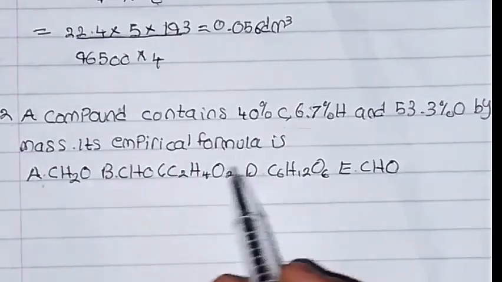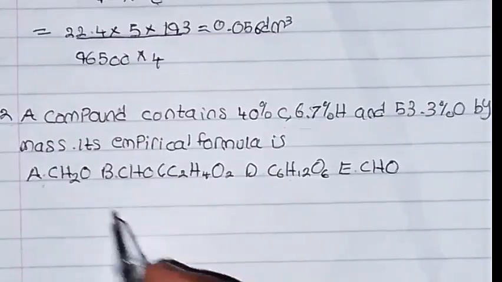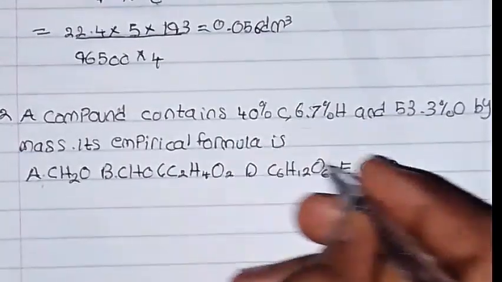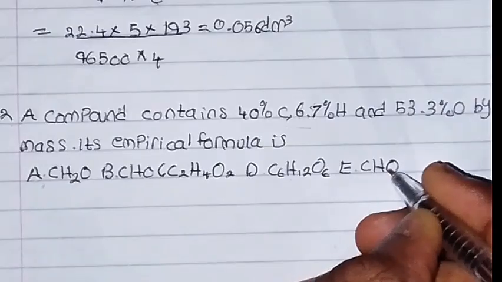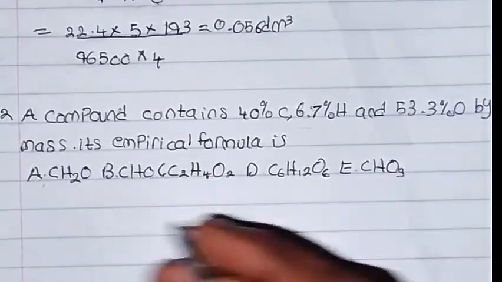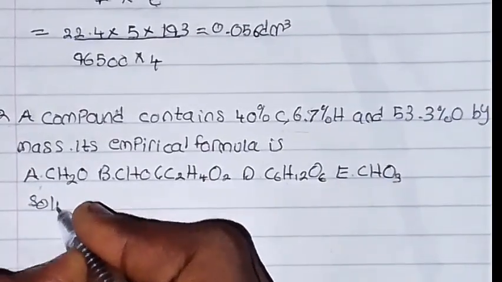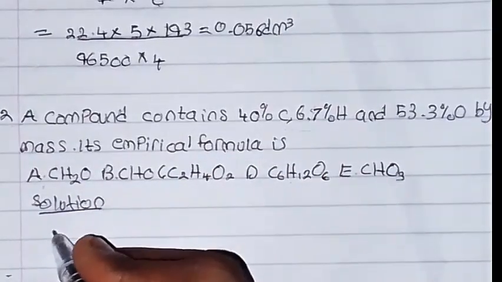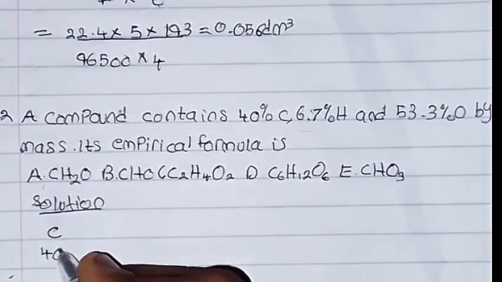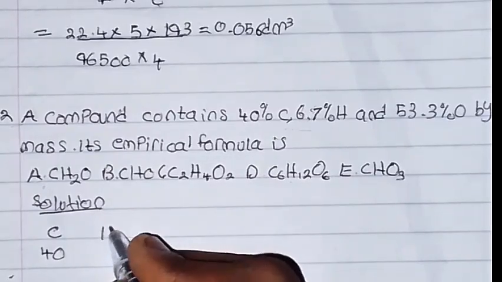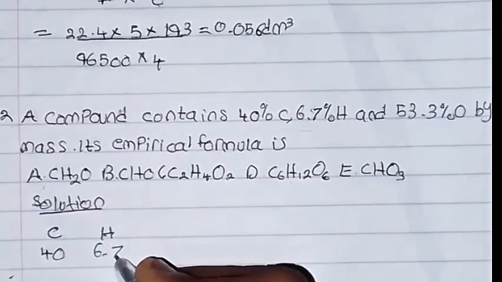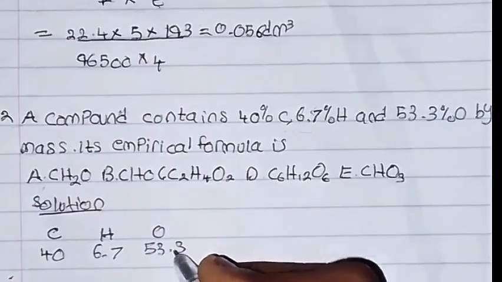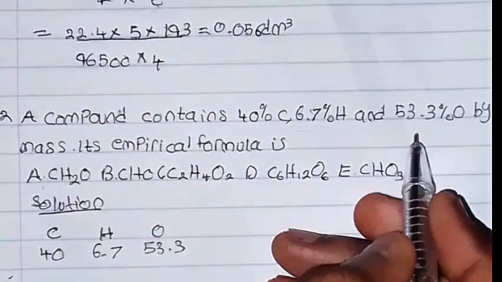So by knowing what the empirical formula is, I've eliminated options C and D. We have options A, B, and E left. Okay, sorry, that was an error. Alright, so let's do the solution and be sure of our answer. They said carbon is 40%, hydrogen is 6.7%, oxygen is 53.3%. The question said these are representations by mass.